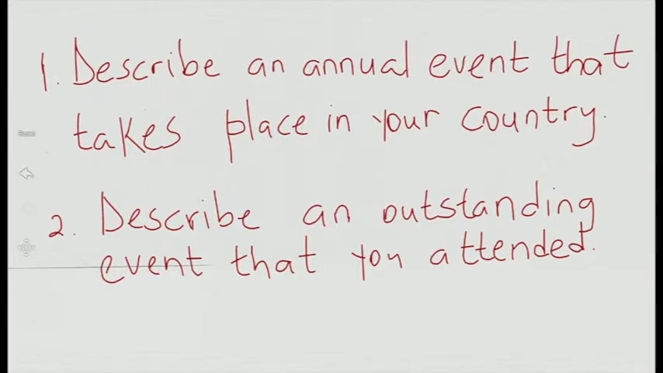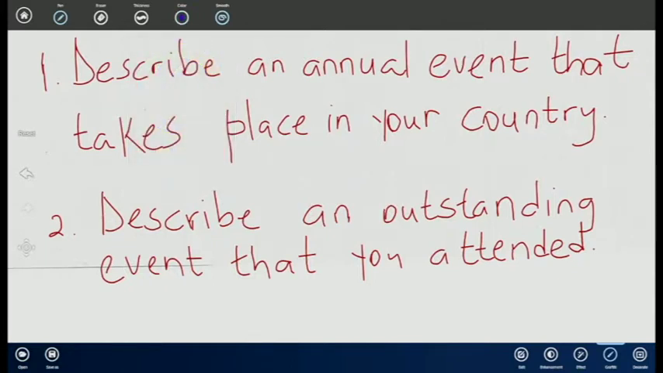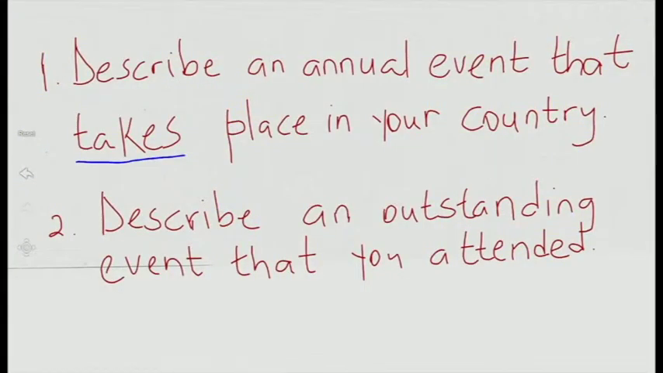So the first one says, describe an annual event that takes place in your country. So here we said that it is important that we look at the tense that is assumed by the question. So in this question, this is the tense of the verb takes. So describe an annual event that takes place in your country. So this verb, which is in the present form, basically tells you that your description should be in the present form.